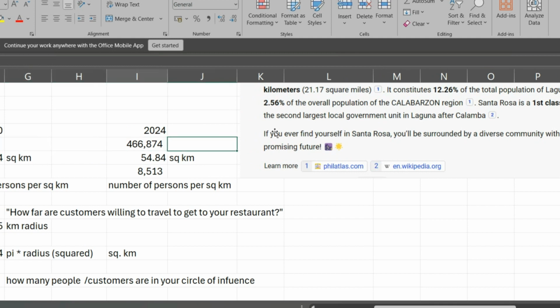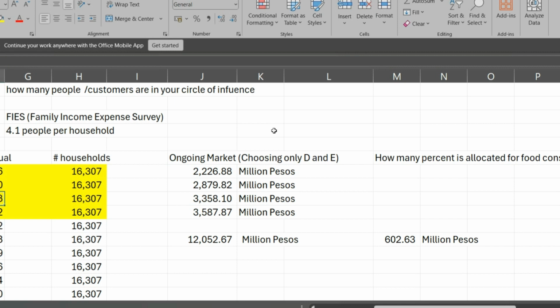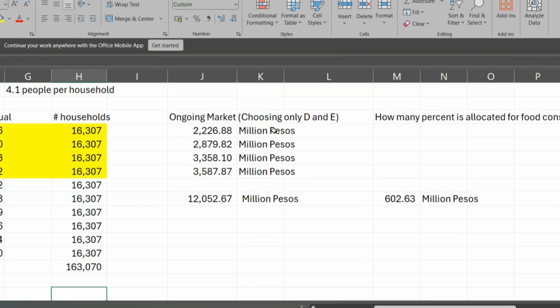So if I'm going to change this, this will change. All of this will change. Okay? This will change and then this will change. Right? In the current example, since all of these are merely connected to the one above, we will have a total of 602 million pesos consumed away from home. Okay? So if this is your market for restaurants, because it is food consumed away from home, right?